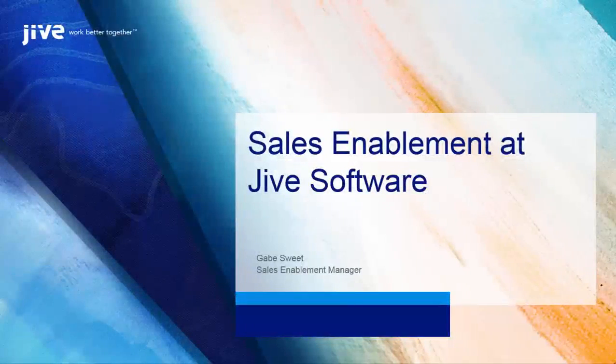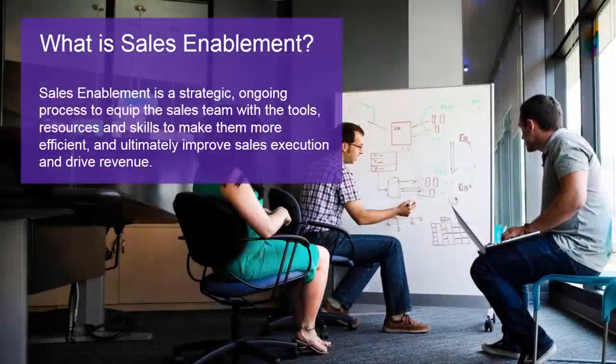In this short video, I'd like to walk through how we use the Jive platform internally for sales enablement. We believe that sales enablement is a strategic, ongoing process to equip the sales team with the tools, resources, and skills to make them more efficient and ultimately improve sales execution and drive revenue.